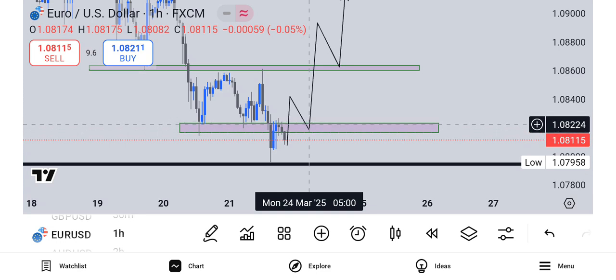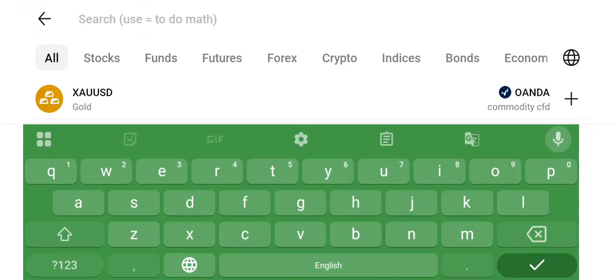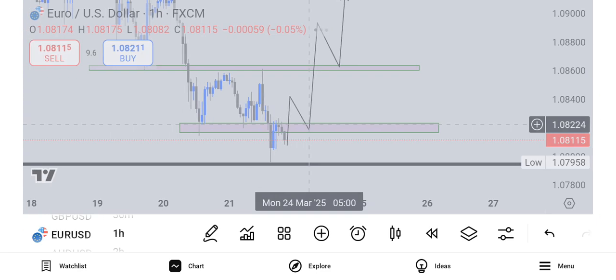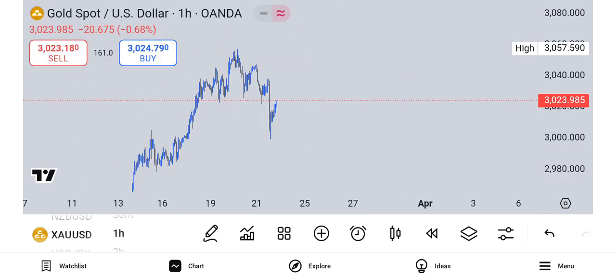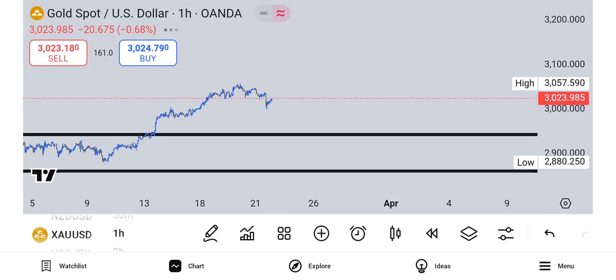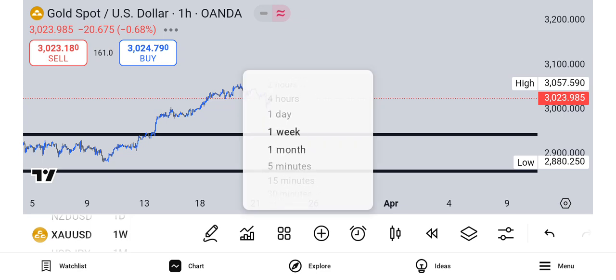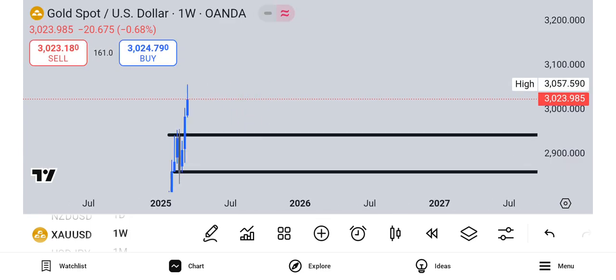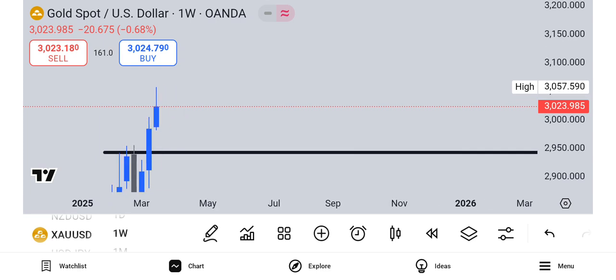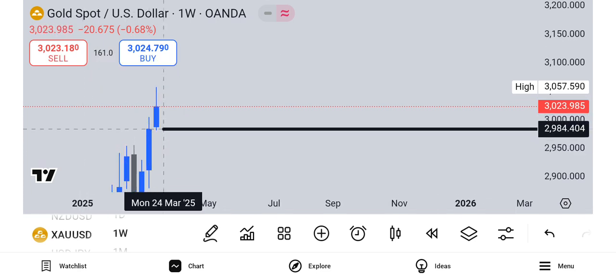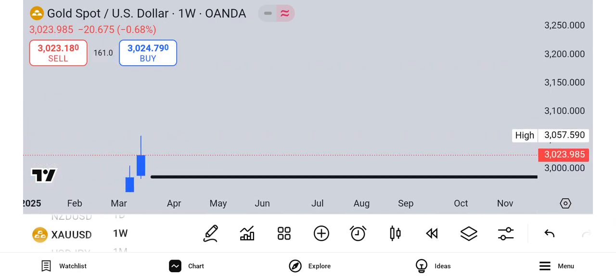Let's check gold. I don't think I even have gold here. Okay, let's just pick this one. So gold. Okay, like I said, I don't think I have gold marked. So gold, what do we need to do? Mark the high and low. The high and the low.